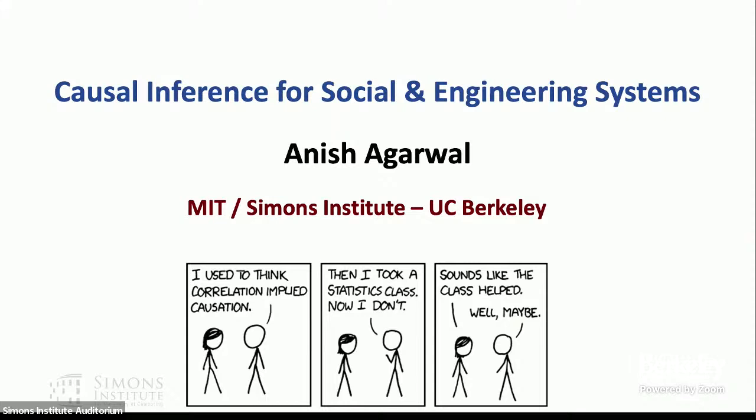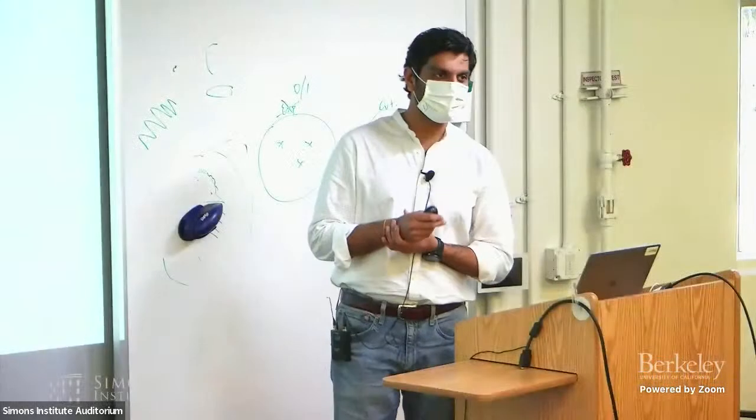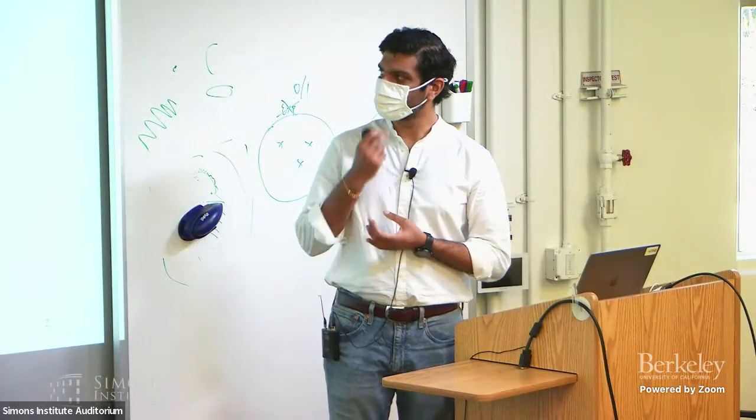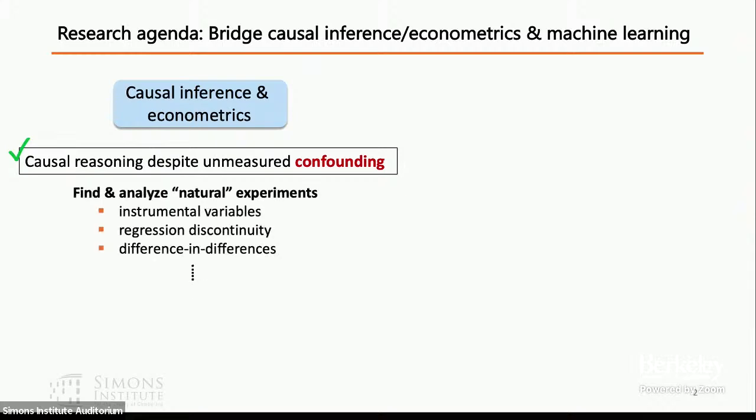So the title of my talk is Causal Inference for Social and Engineering Systems. Before I go into the specifics, I just want to give you a broad idea of the type of things I think about. My work is really about bridging two fields. Causal inference and econometrics, which thinks very carefully about how to do causal reasoning despite unmeasured confounding, and connecting that to the variety of interesting frameworks that have come out of it.